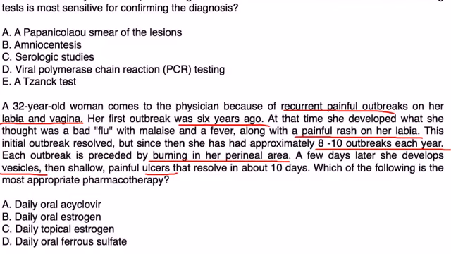Well, it's rather unfortunate, and this clinical vignette illustrates the recurrent nature of herpes simplex. Unfortunately, there's no cure, but you can use an antiviral drug such as acyclovir and valacyclovir to shorten the duration of symptoms, and that would be choice A.